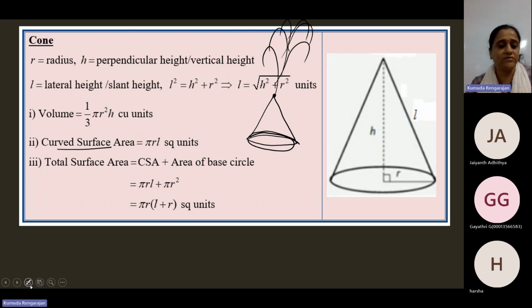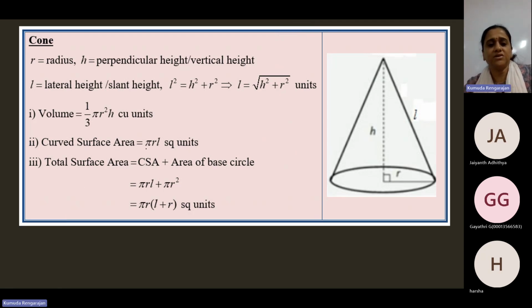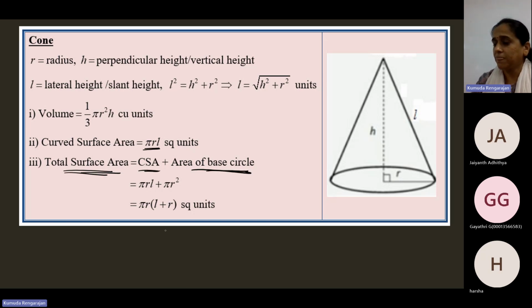Now, how do you find curved surface area? It's given by the formula pi RL, square units. Area is expressed in square units. Volume is expressed in cubic units. Total surface area. So we just understood that a cone has two surfaces. So the total surface area is the curved surface area plus the area of the base circle.